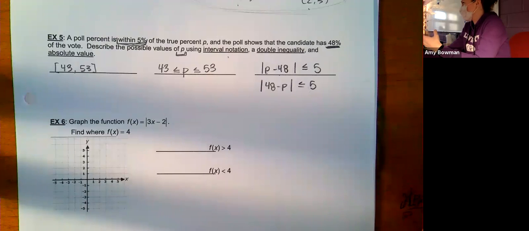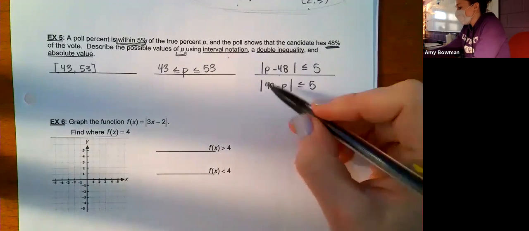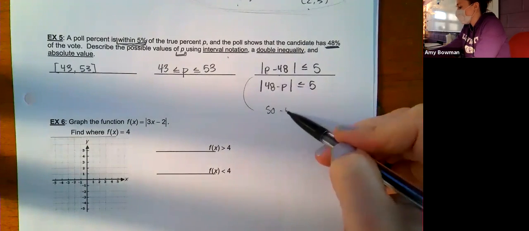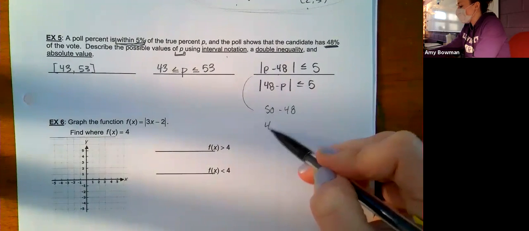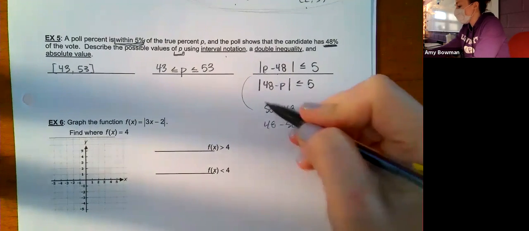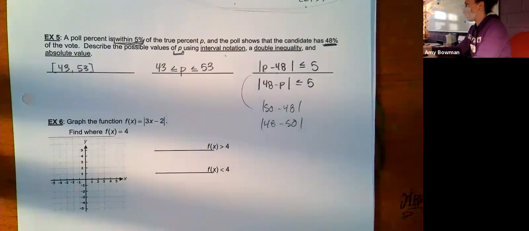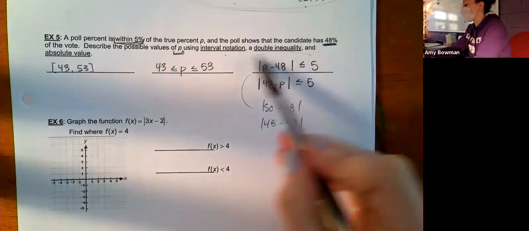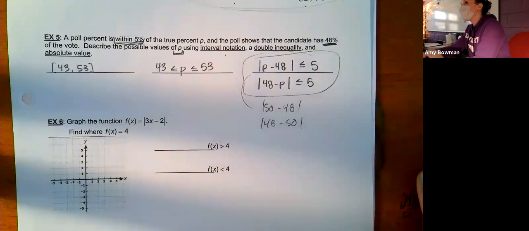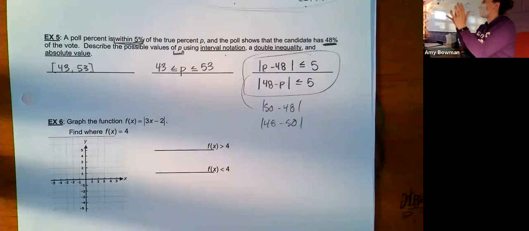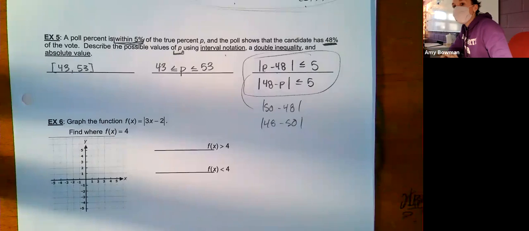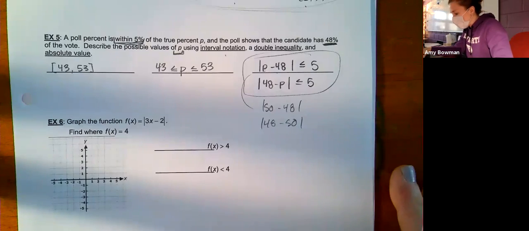Let's plug in a number. Let's say it was 50. So if I did, oh, I guess not. 50 minus 48 versus 48 minus 50, they're both going to come out to be 2. So both of these are correct. Doesn't matter. That's what that absolute value is allowing you to do, go in either direction 5. Yeah, neat. Okay. All right. One more.